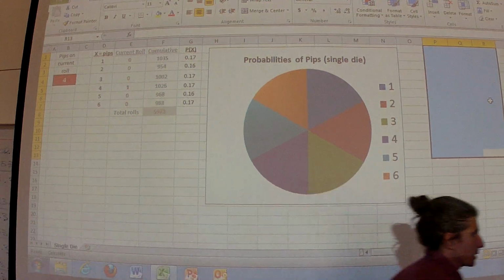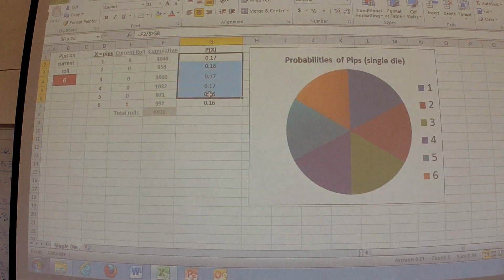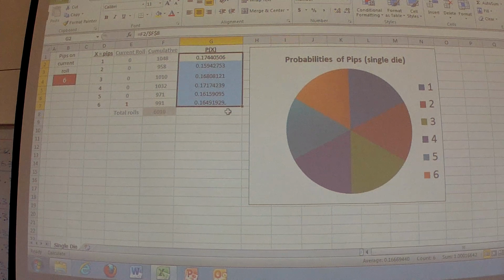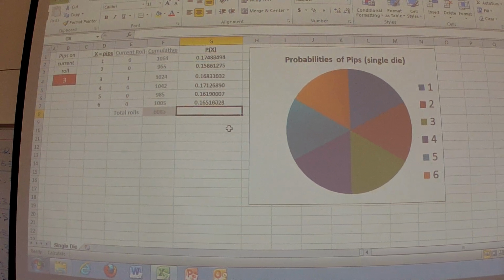1/6. Let me back out some more decimals here. Hang on. Let me bump this out. Let me increase some decimals. I think that's this one. Nope, that's this one. There. There's some more decimals right there.